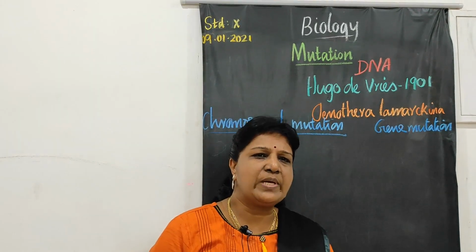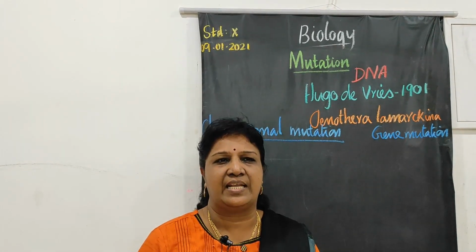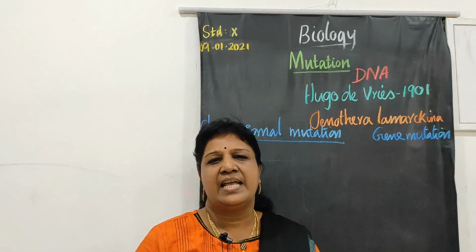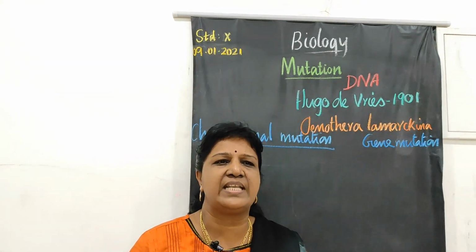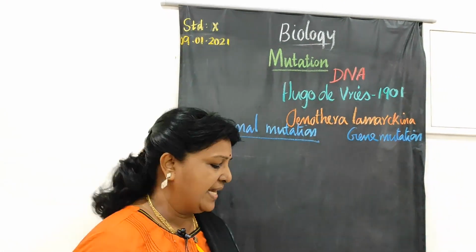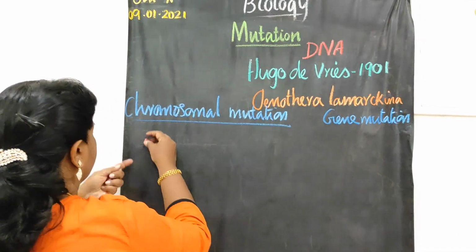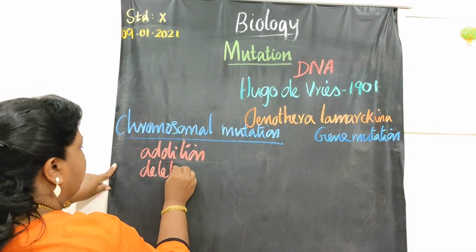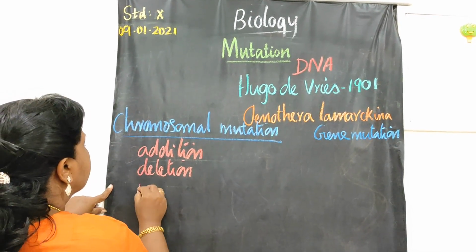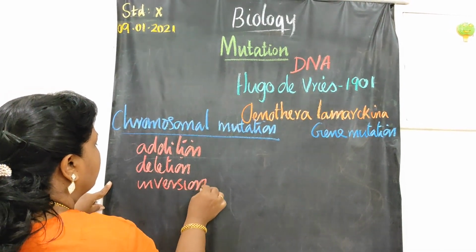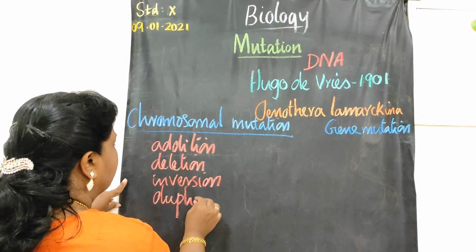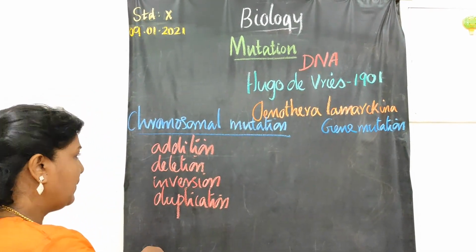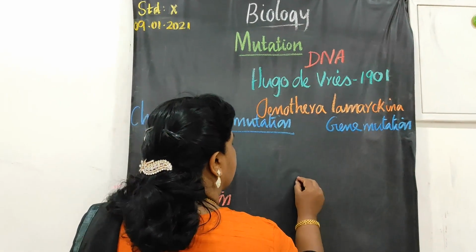Structural changes in chromosomes usually occur due to errors in cell division. Changes in the number and arrangement of genes take place as a result of addition, deletion, inversion, duplication in chromosome. So addition, when you are taking the normal chromosome, you see the normal chromosome is like this.